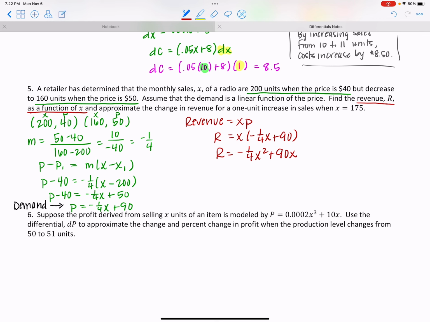Okay, got the revenue. And now finally, the question. Assume that the demand is linear, so you find the revenue, approximate the change in revenue. So find the change in revenue, that's dr, for a 1 unit increase in sales. So a 1 unit increase means the change in x is 1, or dx is 1, and then pretty explicitly given here that x equals 175. Okay, again, I'm going to lasso this over. That's the given information.